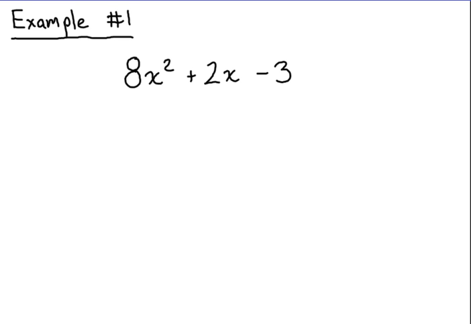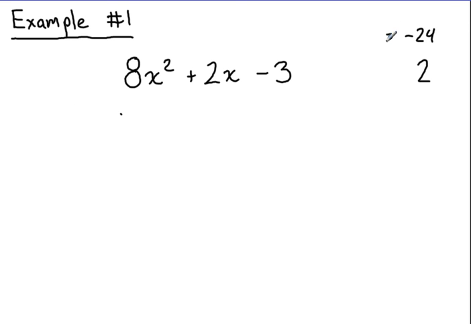As always, we want to see if we have a greatest common factor that can come out of all three terms, and in this case we see we don't. Nothing goes evenly into all three terms. So we're going to go straight to our AC method. We're going to do 8 times negative 3, our A being our leading coefficient, C being our last term here, which gives us negative 24, and we're going to use our B as well, the positive 2.